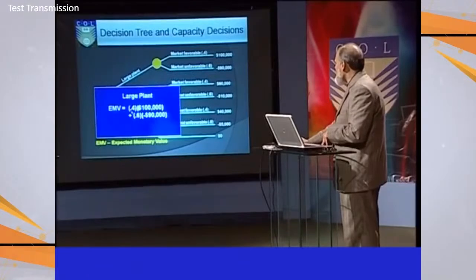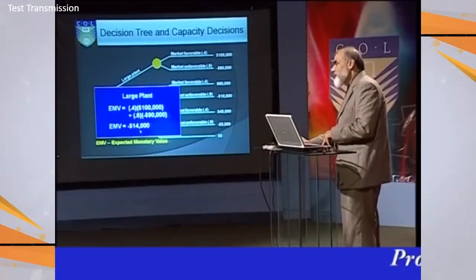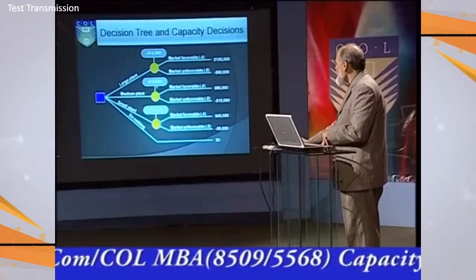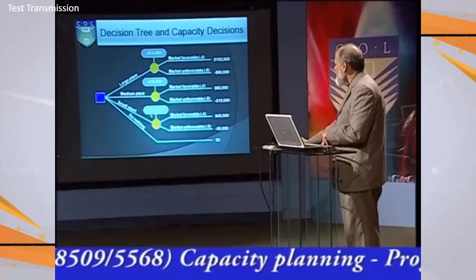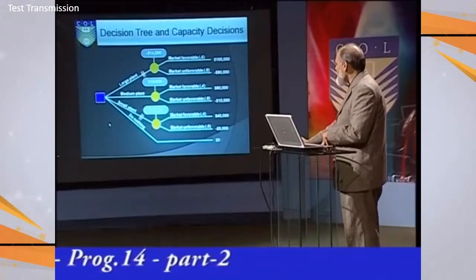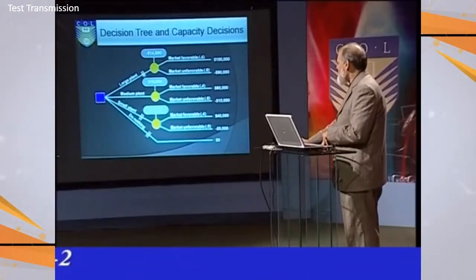EMV for the large plant is 0.4 times 100,000 plus 0.6 times minus 90,000, which is minus 14,000. It means the expected monetary value of a large plant is negative, right? Similarly, we calculate the expected monetary value for the medium plant, which is 18,000. We calculate the expected monetary value for the small plant, which is 13,000.